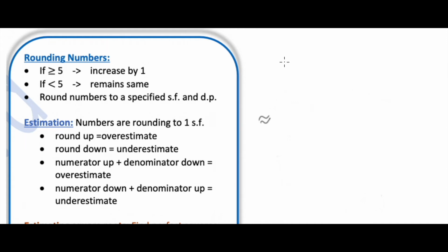So let's take an example. We have to estimate 423 take away 98 divided by 16.4. As I said, in estimation you have to round the numbers to one significant figure. So look, the first significant figure is 4, so draw a vertical line. Next is 2, which is less than 5, so you write 4 as it is, and here you will write 400.